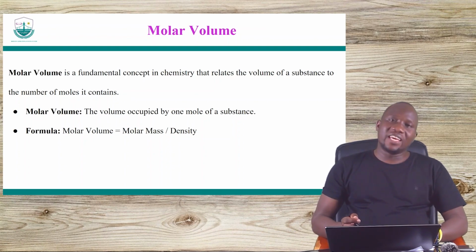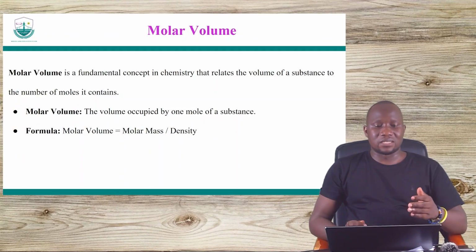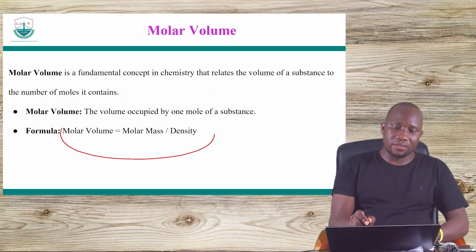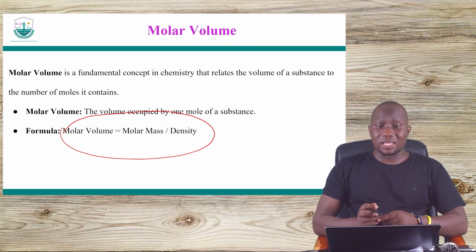We can get that molar volume by dividing molar mass over the density. Just know that volume is mass over density, but since it is molar volume, that's when we bring in molar mass divided by the density. This formula here is basically the basics. Those are the basics.